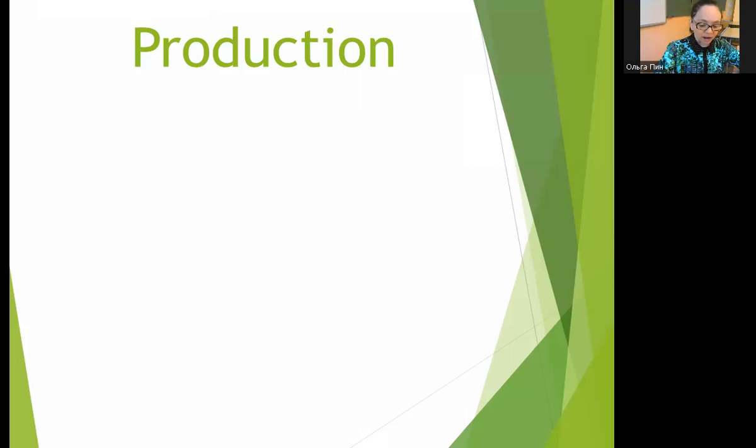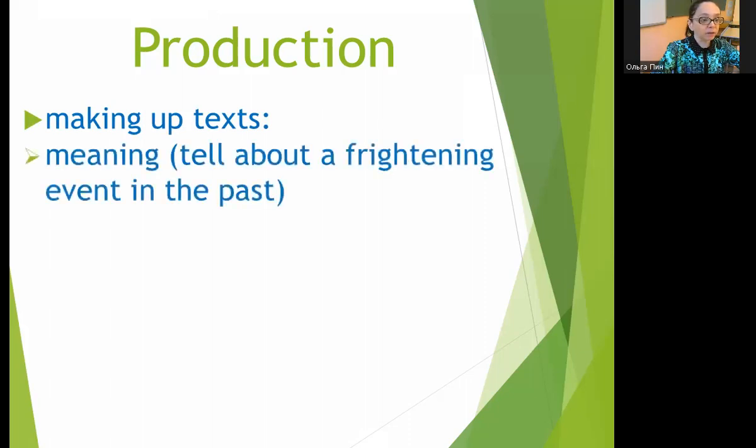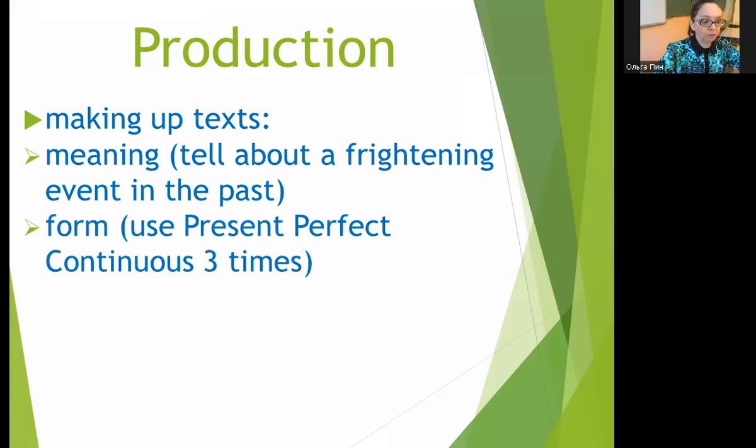Now next, production stage. I ask students to make up texts either based on the meaning, for example, tell about a frightening event in the past, yeah? Or make up a list of achievements to nominate the students you want for the Bravery Award. Sometimes I ask them to make sentences basing on form. For example, use present perfect continuous 3 or 5 times in your story.